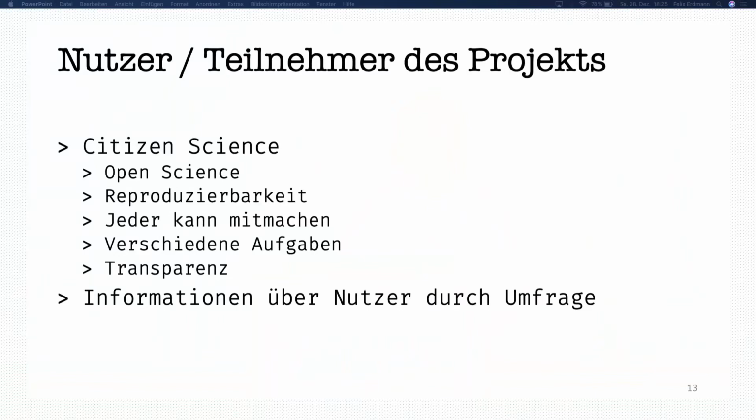On the software side, on the openSenseMap, you can see different analysis methods, so you can better compare the data. We asked ourselves at some point, it's a citizen science project, so open science, and we want the data to be reproducible. But we asked ourselves, who really participates here? Because we say everyone can participate, everyone can take over different tasks, but what kind of people are there?